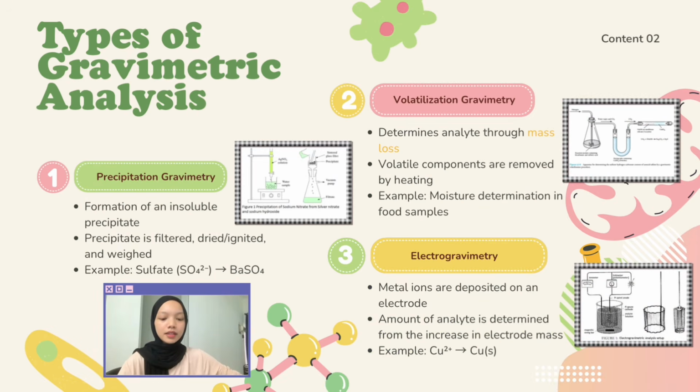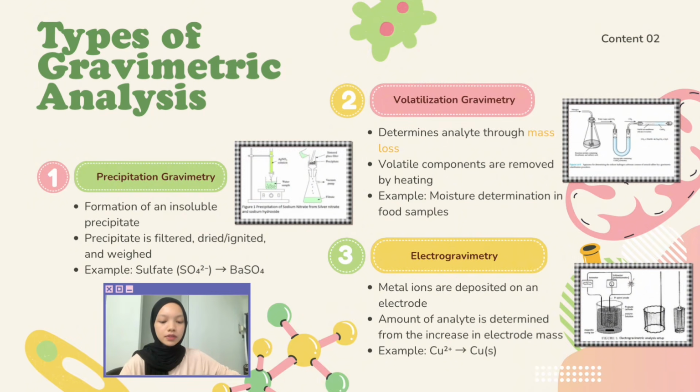There are three main classifications of gravimetric analysis based on how the analyte is measured. The first is precipitation gravimetry, which is the most commonly used method. Here, the analyte reacts with a suitable reagent to produce an insoluble precipitate. The precipitate is then filtered, dried or ignited, and then accurately weighed. For example, sulfate ions can be precipitated as barium sulfate, allowing the original sulfate content to be calculated through stoichiometry.